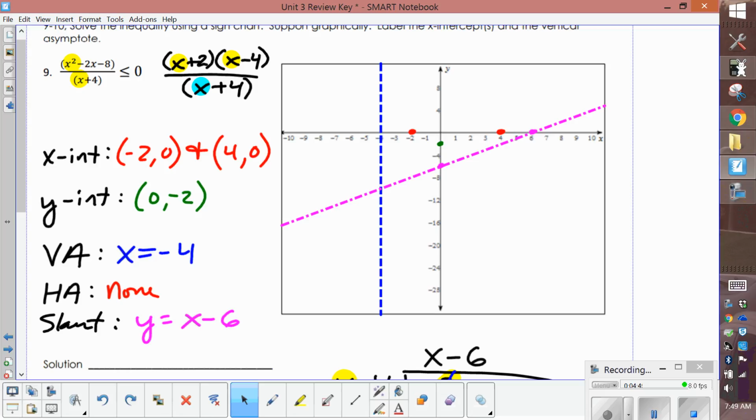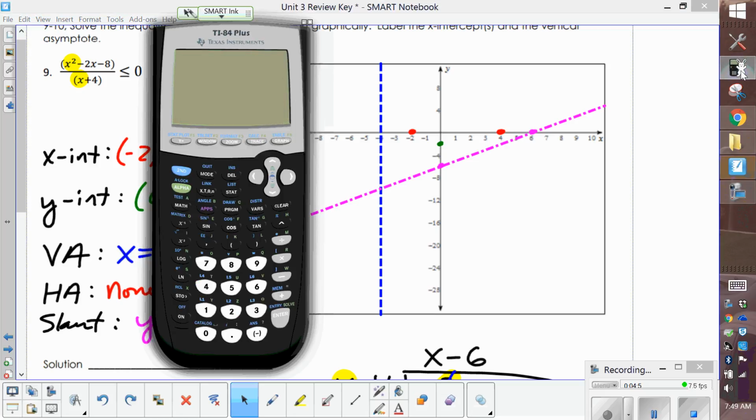Okay, we're going to do a quick sketch of this in the calculator and see what it looks like. I have my calculator on. You'll notice I preloaded my original equation with parentheses. I also changed the window, going down to negative 30. I hit graph, and you should get something like this. Another way to double check your slant asymptote is to type it into y2, x minus 6, and when I hit graph, perfect. It does not cross.